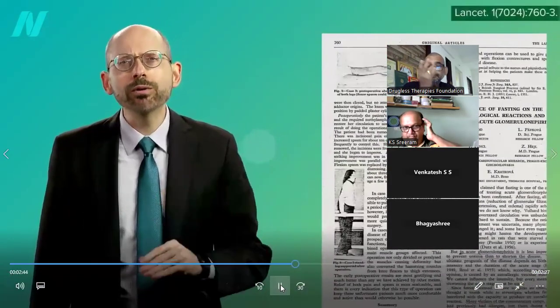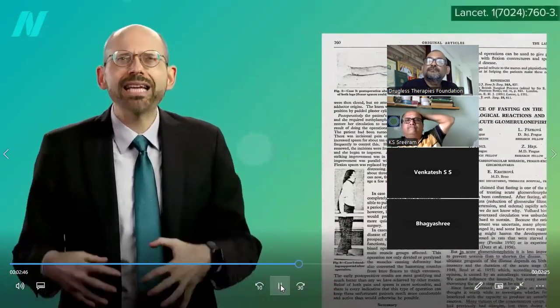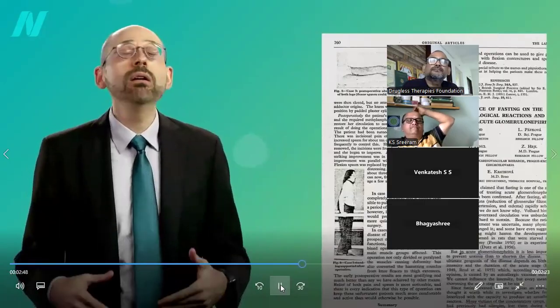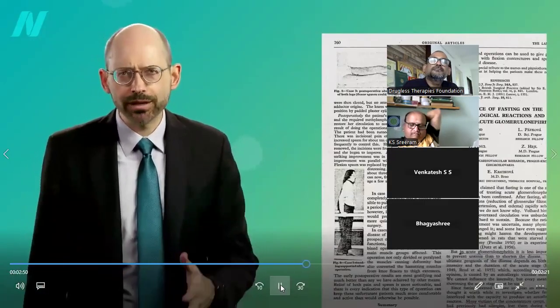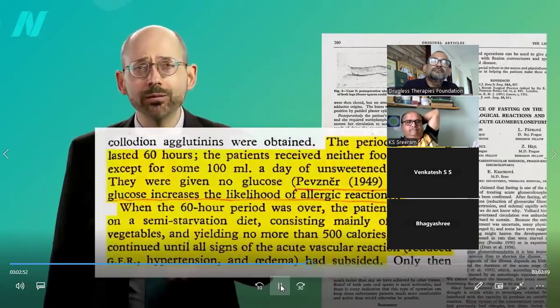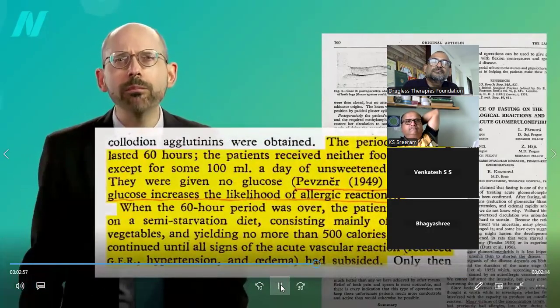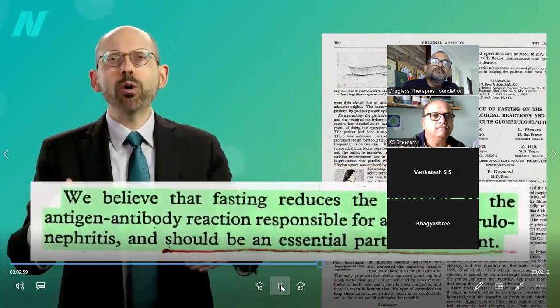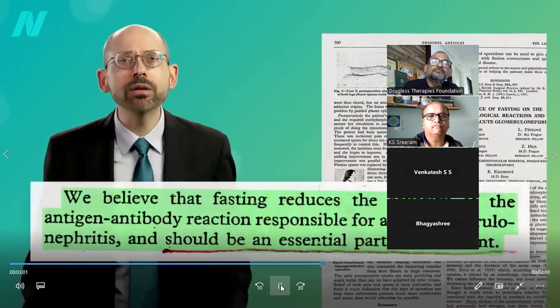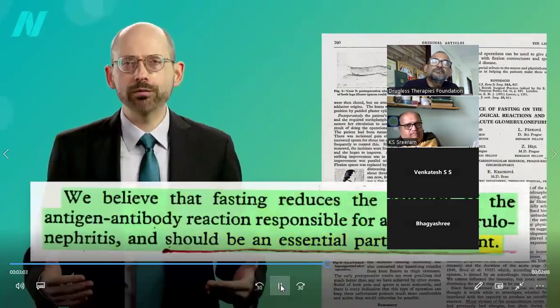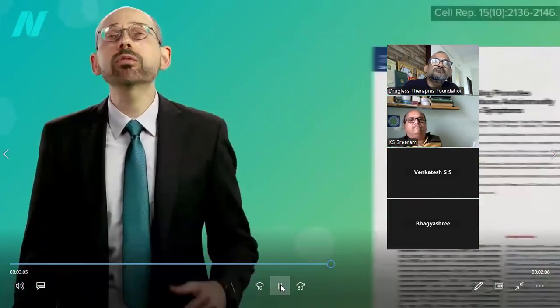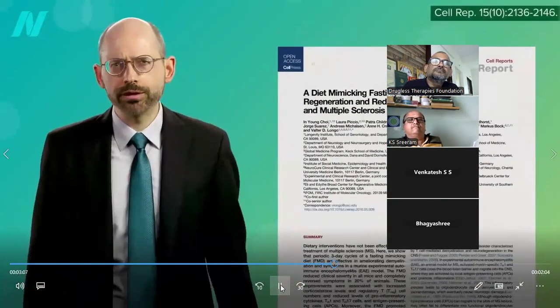Autoimmune glomerulonephritis, where your body attacks your own kidneys, is a common manifestation of lupus. In a case series of 29 patients who were fasted for 60 hours and then just put on fruits and vegetables until they got better, described such remarkable recoveries that fasting, in their opinion, should be an essential part of treatment. What about multiple sclerosis, an autoimmune nerve disease?